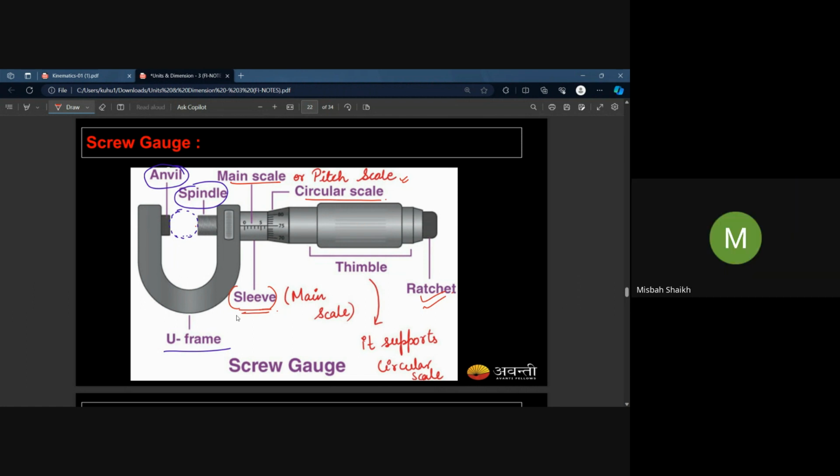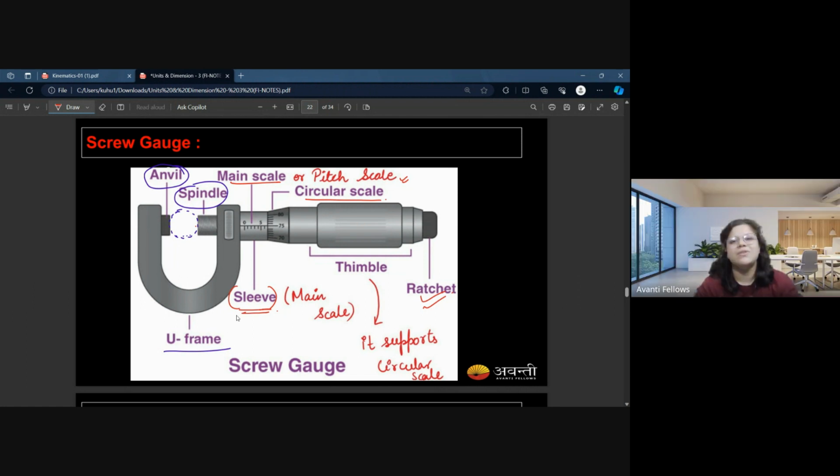Okay, so always associate sleeve with main scale. In some questions, maybe the word sleeve is used in place of main scale, so you will get the idea they are talking about the main scale itself.